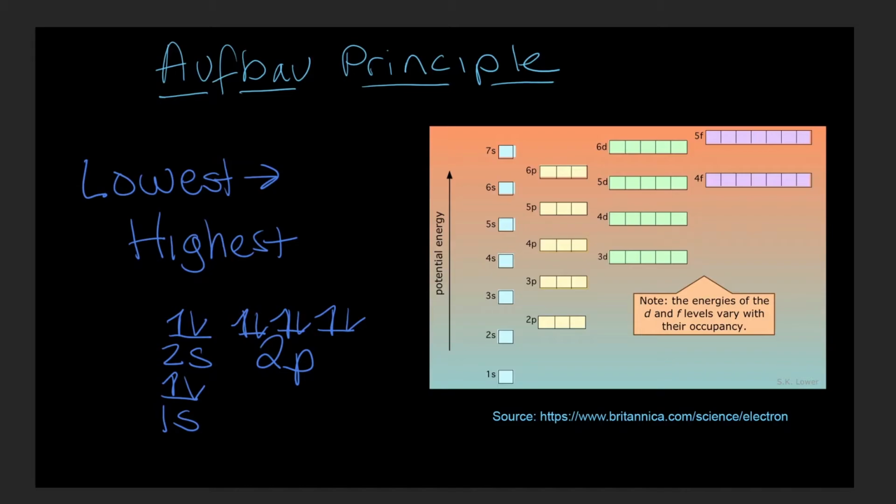Again, I want to point out that the number that is shown with each of the orbitals represents the principal energy level, and the letter represents the sublevel or subshell that the electrons will be distributed into.